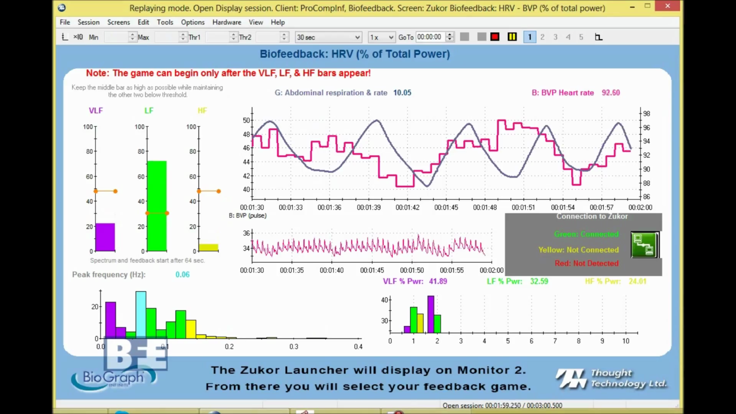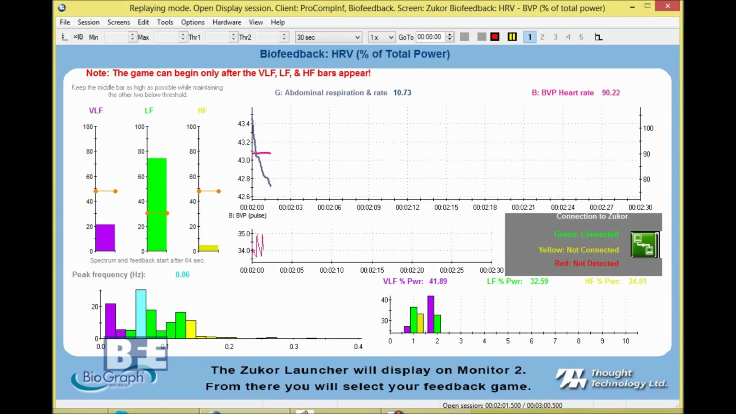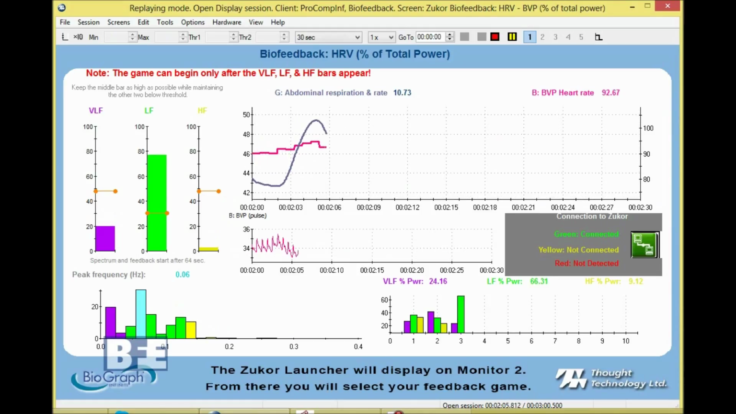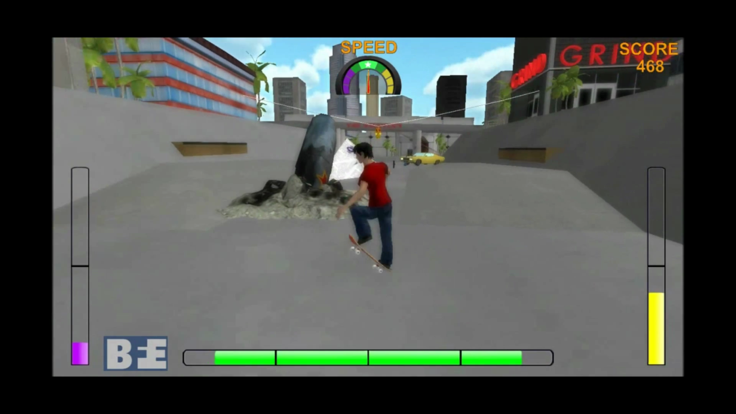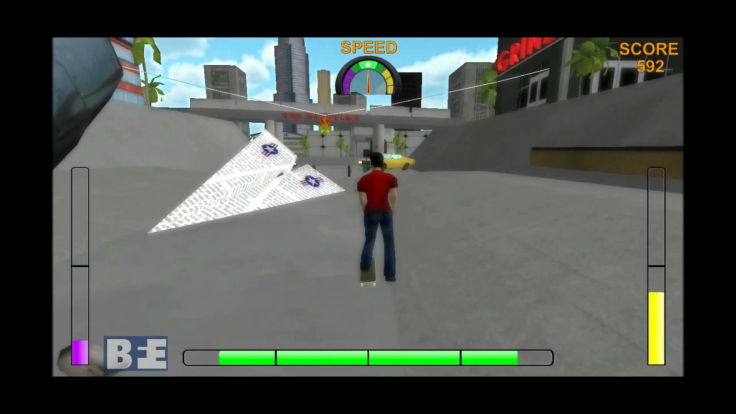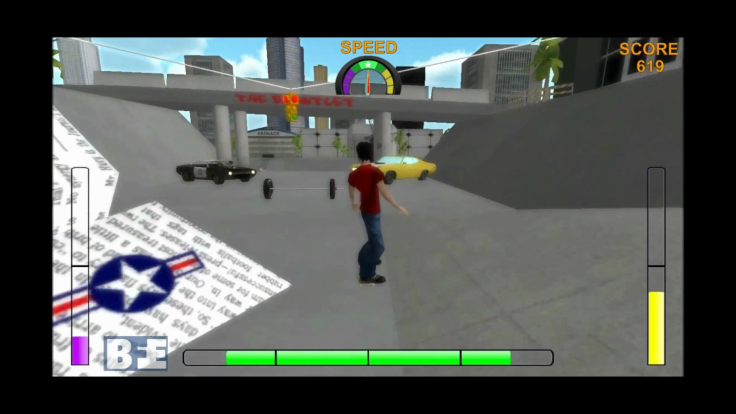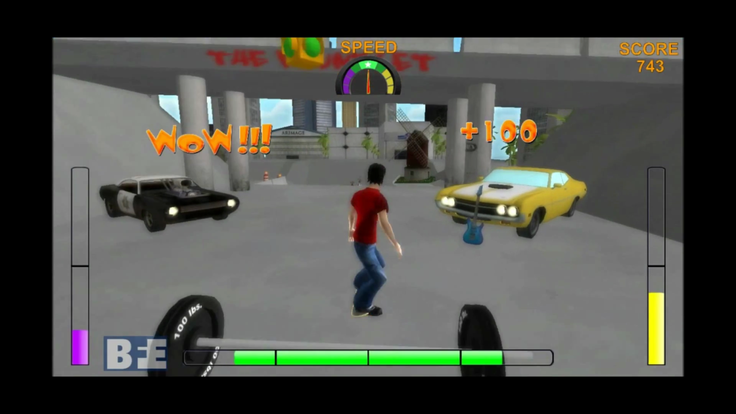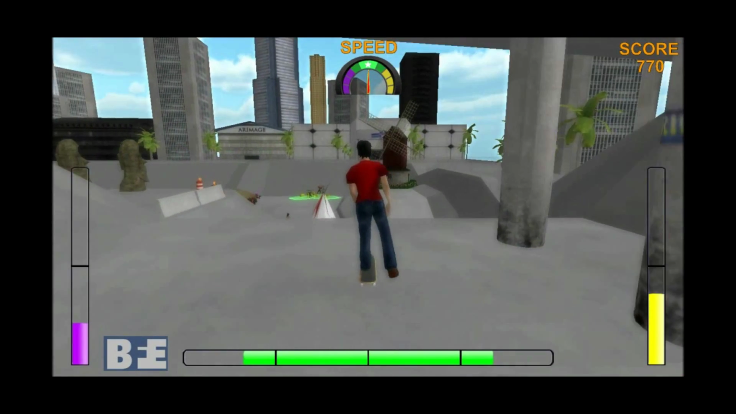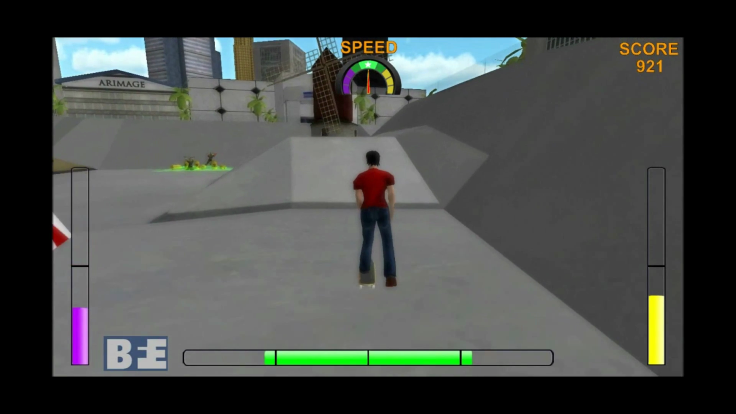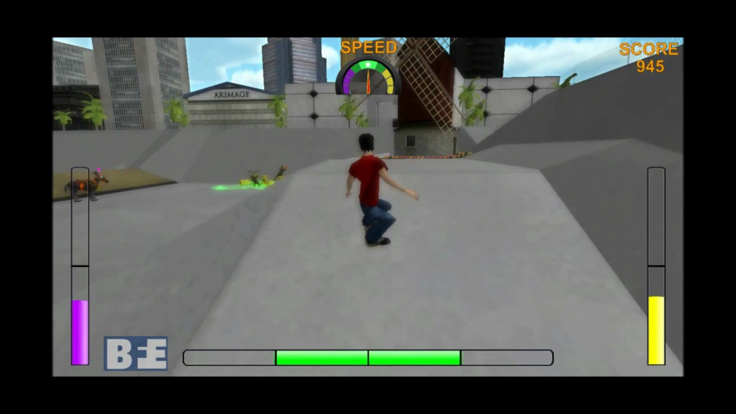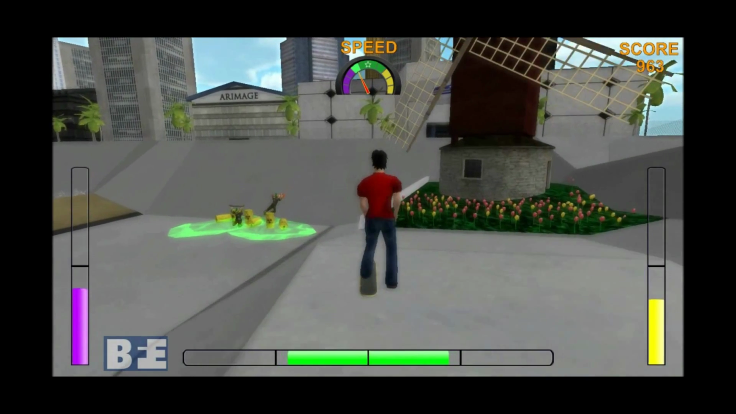At the top left, you can see the green bar graph, which represents the low frequency percent of total power, and that's what we're trying to bring up, while keeping down those purple and yellow bar graphs for very low frequency and high frequency. In terms of what the client's actually looking at, they're only able to see their skateboarder character as he or she rolls around the choice level and performs tricks according to whether they're correctly self-regulating or not. If you look at the bottom of the screen, you can see that green bar, which is slowly shrinking right now. That in this particular example represents the low frequency percent of total power.